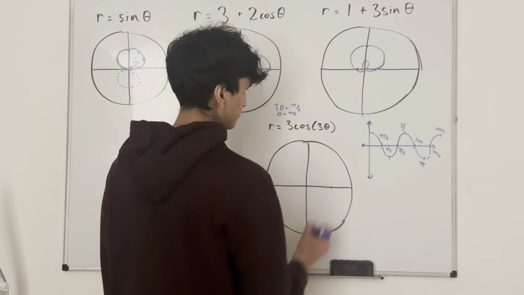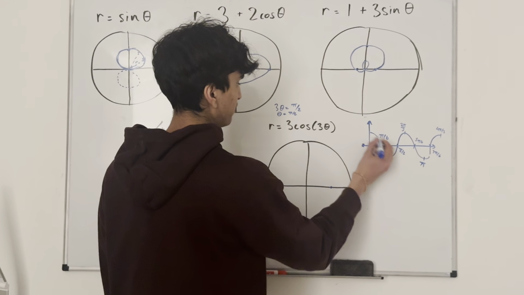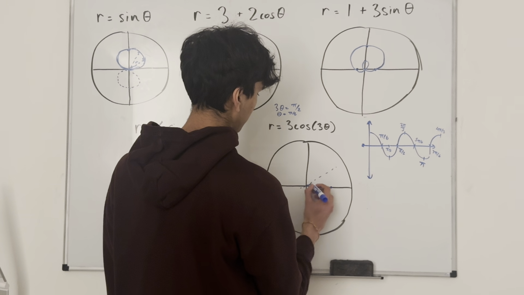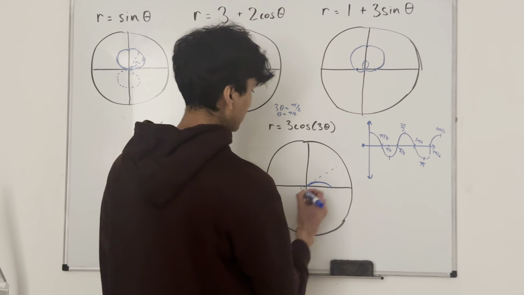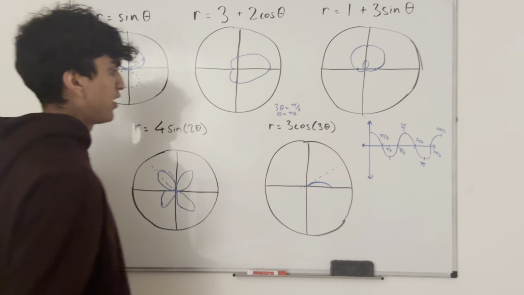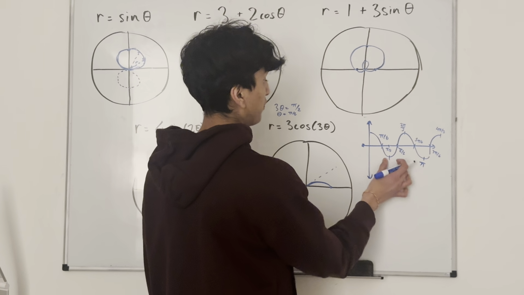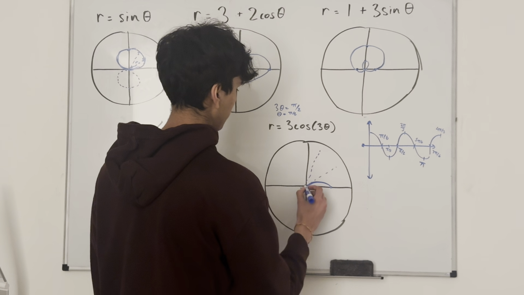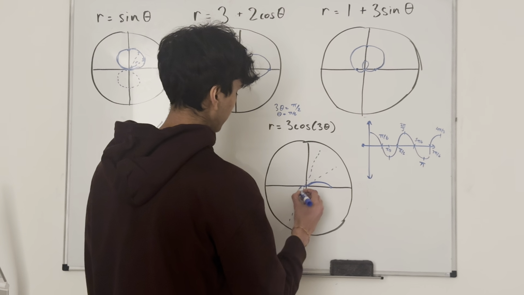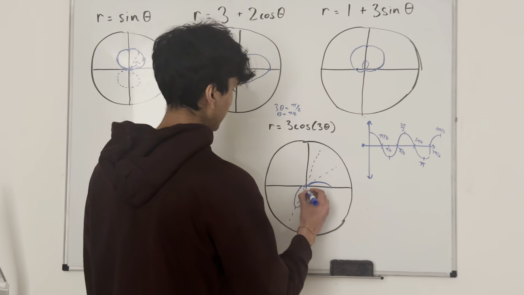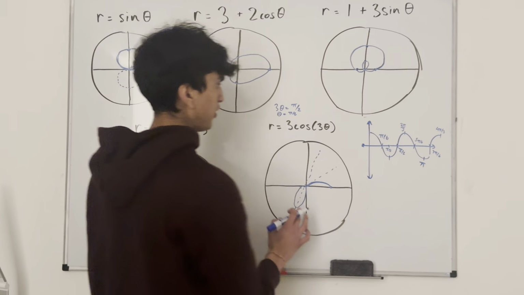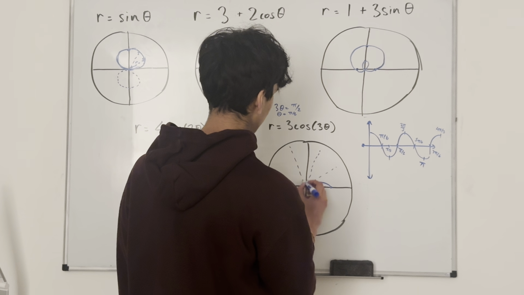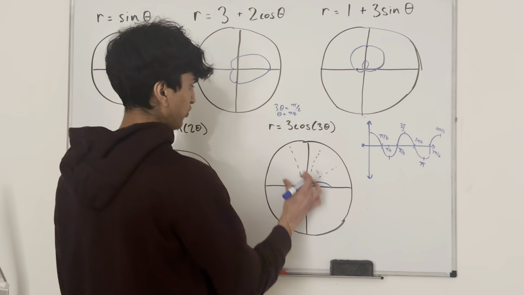I'm at my max. As I get to pi over 6, I'm going to approach 0. And then for pi over 3, it's all negative. So pi over 3 is usually like this, but then I'm going in the negative direction, so it's going to flip over like this. And then I go back to pi over 2. From pi over 2 to 2 pi over 3, I will keep going this way because it's all positive.